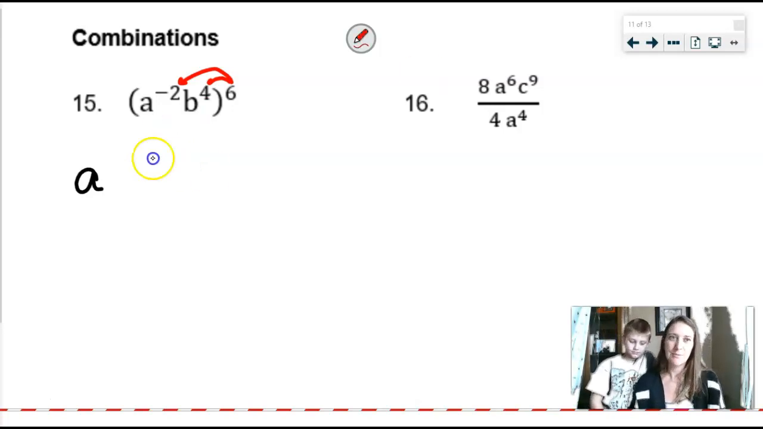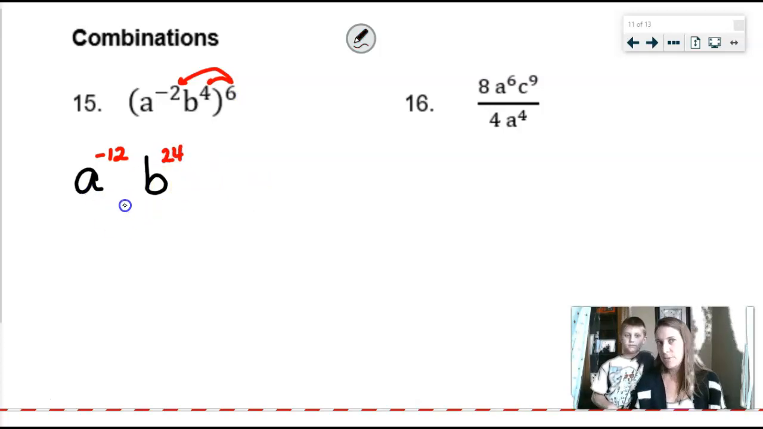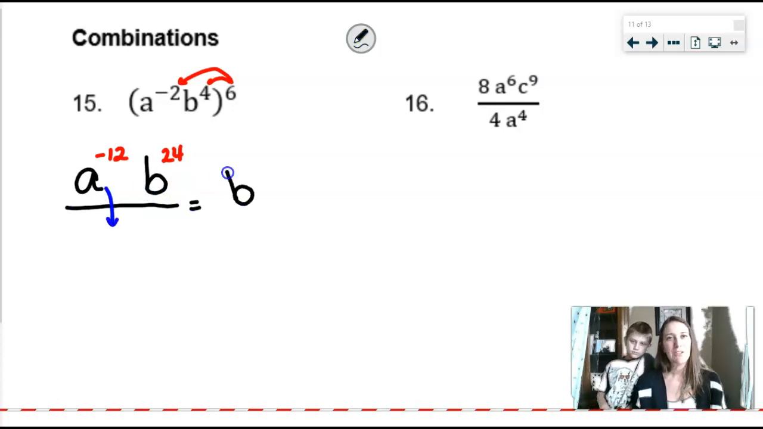-2 times 6. Well, that's a -12. And then for the b's, or the b, 4 times 6 is a 24. And then we have a rule, Logan, that anything that has a negative exponent, so any of these top numbers, if they're negative, they have to move to the other side of the fraction bar. Okay. So this a to the -12 is going to have to move. So we've got b to the 24th.